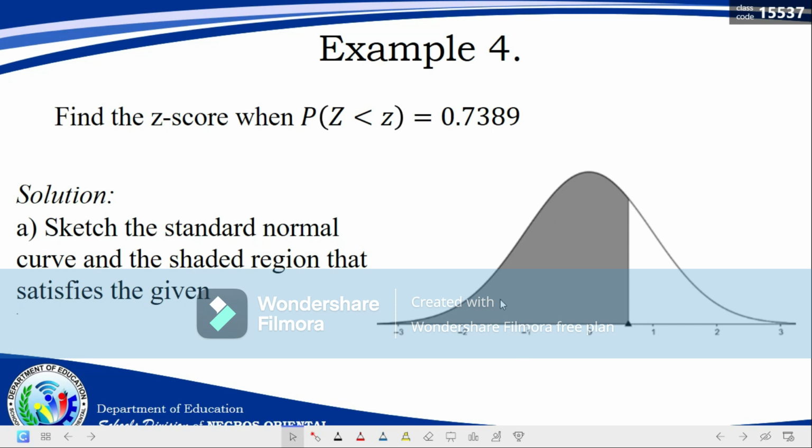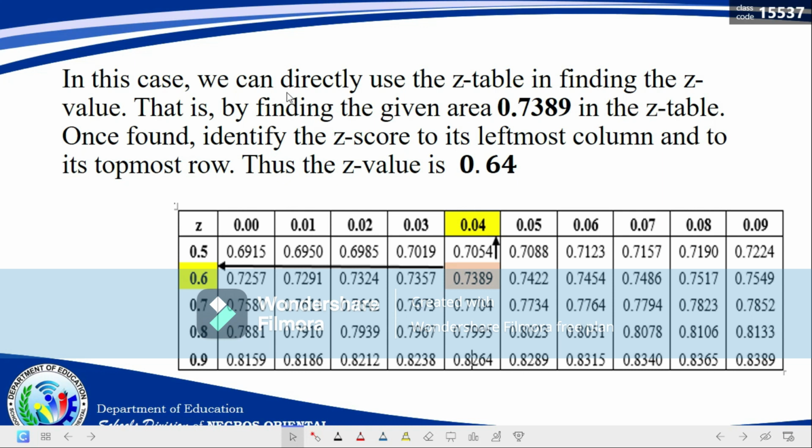And remember, the entire area of the normal curve is always 1. Okay, always 1, and this is 50%, where with the 0 z-score here, that's already 50%. So of course it's 0.7389, so it's beyond 50%, so it's somewhere here. Okay, in this case we can directly use the z table and find the z value, that is by finding the given area 0.7389. So we will just be looking at this one. Once found, identify the z-score. So we have here 0.7389.